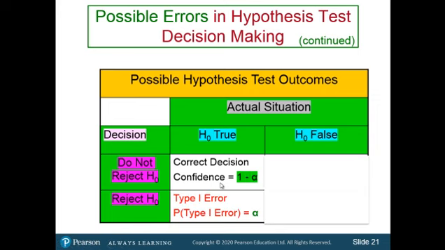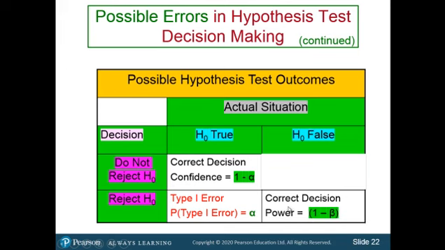Then we have type 1 error. Type 1 error occurs when we reject a true null hypothesis. The null hypothesis in the actual situation is true, but we make a mistake and reject it. So we have committed type 1 error. The probability of committing type 1 error is equal to alpha.